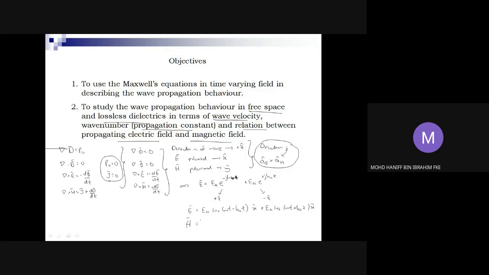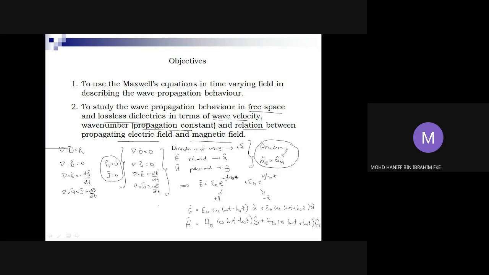If we assume that the E field is in the x direction, then the H field should be in the y direction, in which your H field equation should be H of y cosine omega t minus k naught z, in the y direction, plus H y cosine omega t plus k naught z, in the y direction.